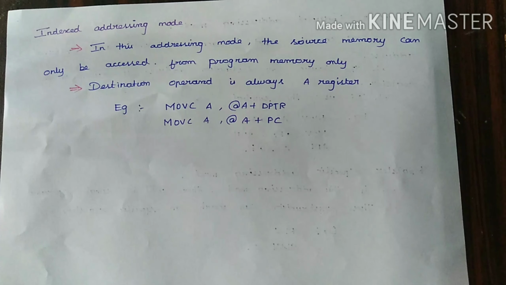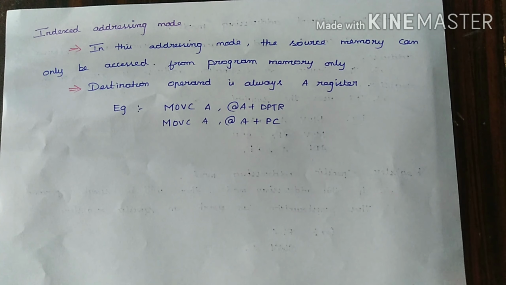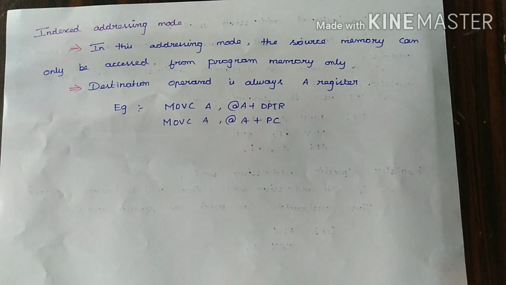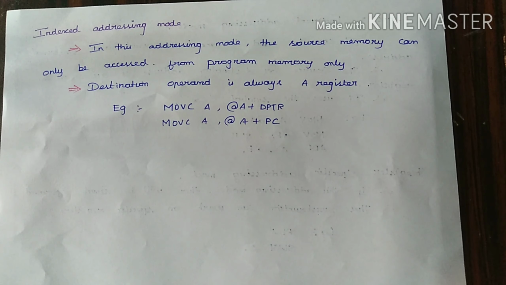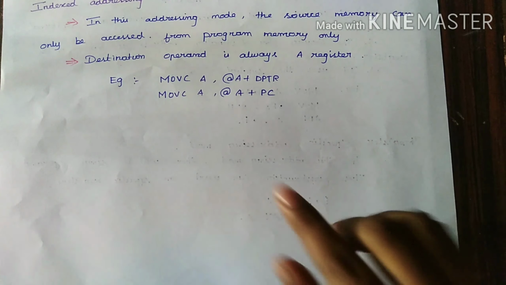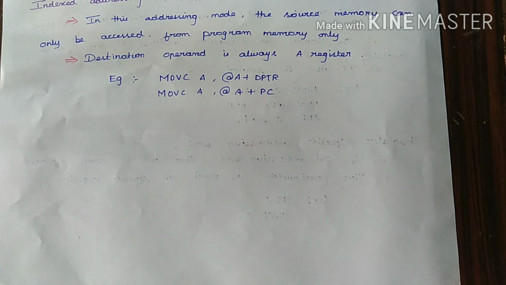And the last addressing mode is indexed addressing mode. In this addressing mode, only program memory can be accessed, that is ROM only, and we have index registers either as DPTR or program counter. And the destination operand in this addressing mode is always the A register. Here we have the example MOVC A, @A+DPTR. Here the C in the instruction refers to the code byte.